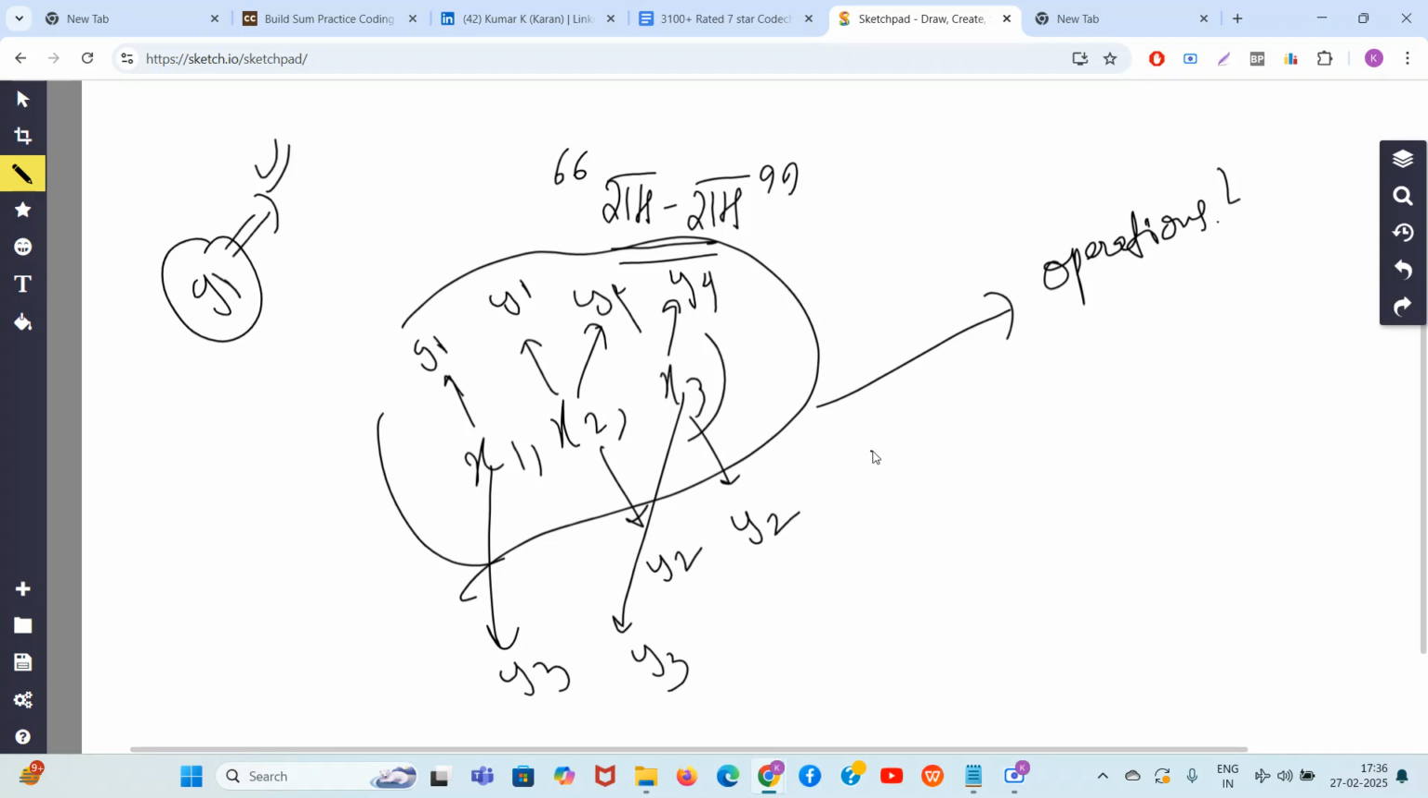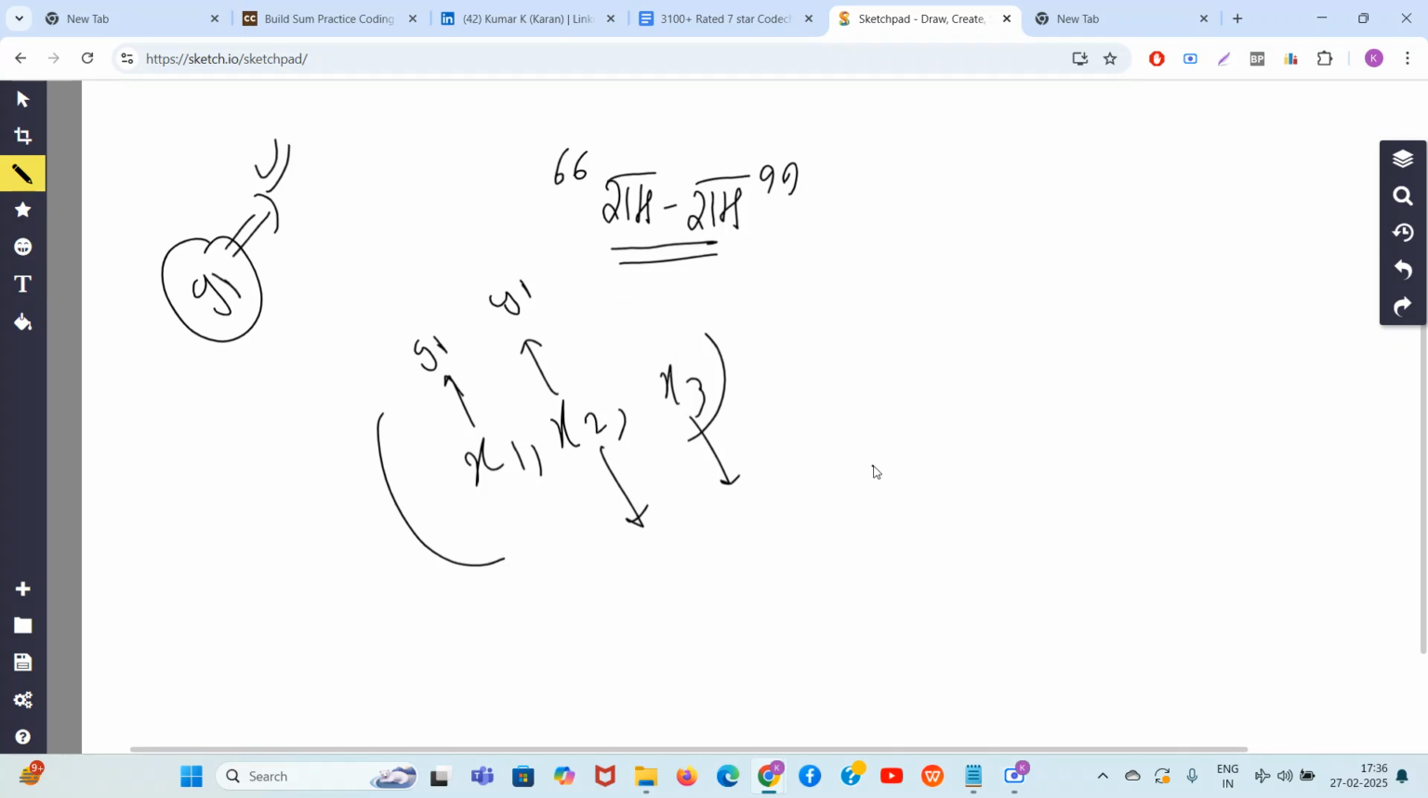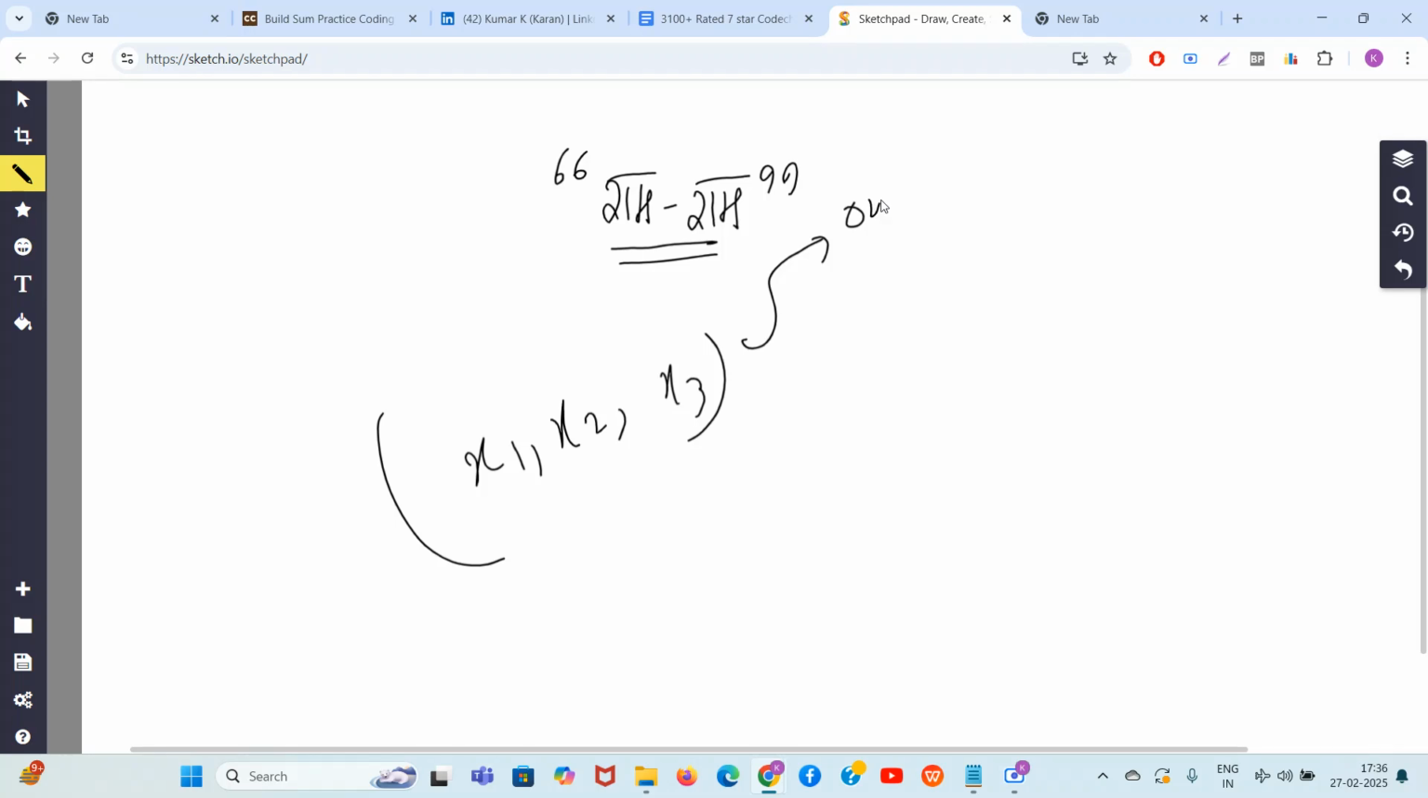The biggest observation is that, guys, only three operations are needed. Only three operations are needed, at max. And this simplifies the whole problem. Now, why is this the case?